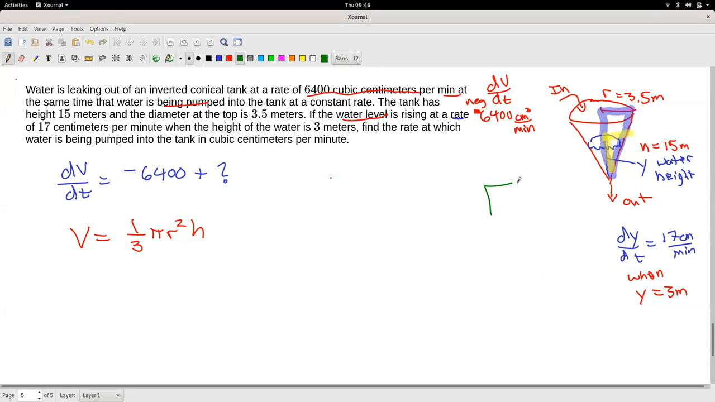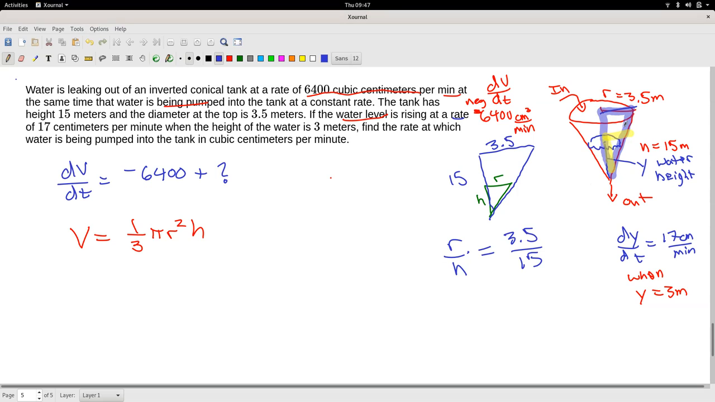So if we look at this triangle here, at any point, here is my h in the triangle, and here is my r. And every single one of those triangles is related to the biggest version, right? The whole size of this thing. So let's say here's the biggest one, and the biggest version has a height of 15 and a radius of 3.5. So the ratio of the radius to the height always has to be 3.5 to 15 in proportion.